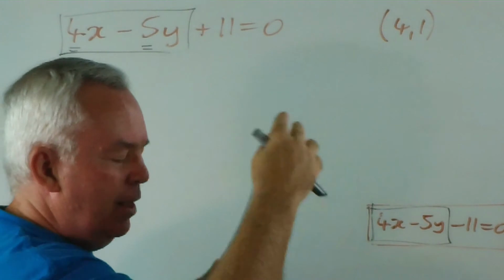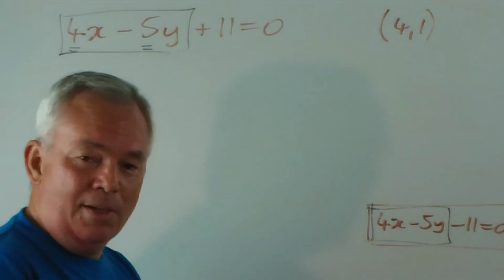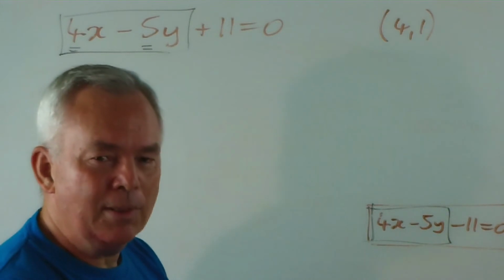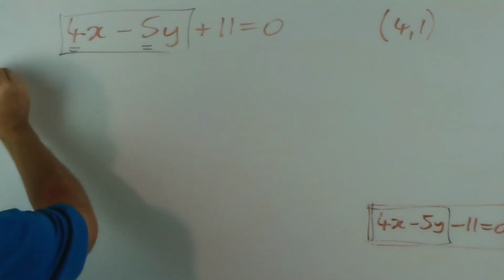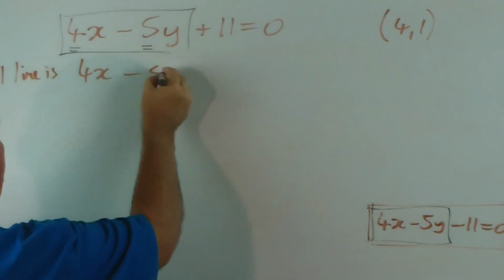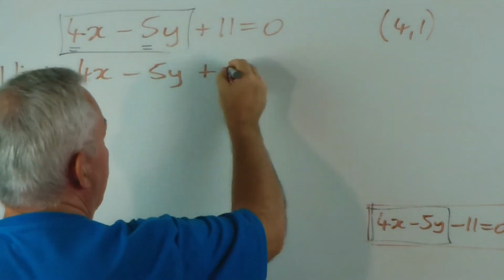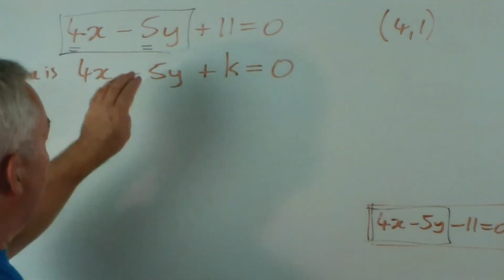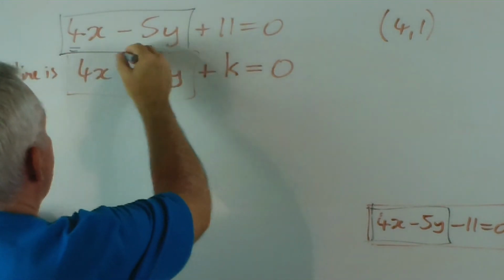Now, it's not in the gradient-intercept form, so I don't know what the gradient is. And I don't need to know. If someone asked me, of course I would rearrange the equation. They're not asking that, they just want a parallel line. So, I would say, straight away, therefore, parallel line is 4x minus 5y, that's parallel, plus some constant, I'll use a different letter instead of B or C, k, equals 0. That line is parallel to that because the 4x minus 5y is the same.